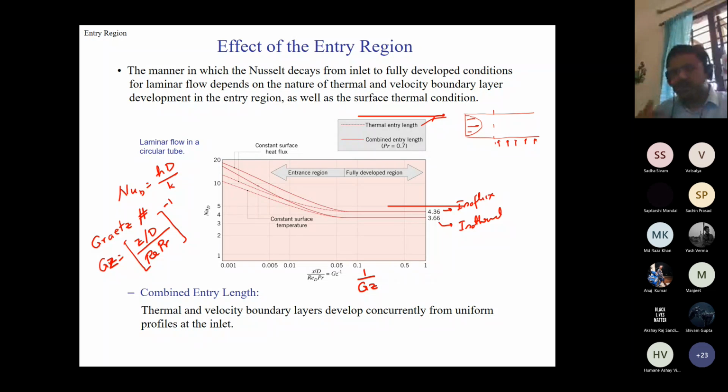All right, I again repeat, thermal entry length means that hydrodynamically, the velocity profile is already fully developed, and then you start heating it. So typically it's like a long pipe and only one section after a certain downstream distance is heated. Whereas the combined entry length means that the flow is entering the pipe and right from the beginning, the pipe is heated, either at a constant temperature or at constant heat flux. All right.